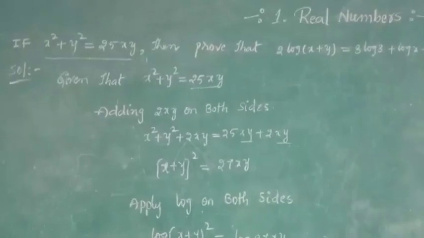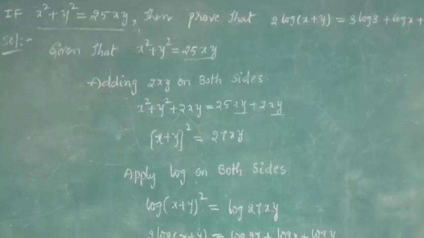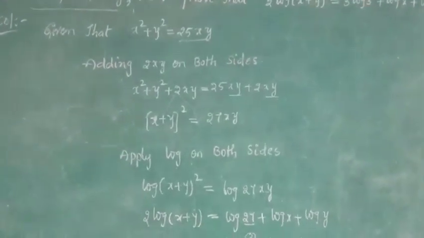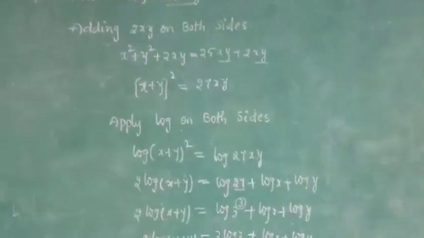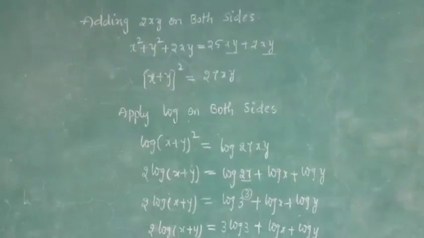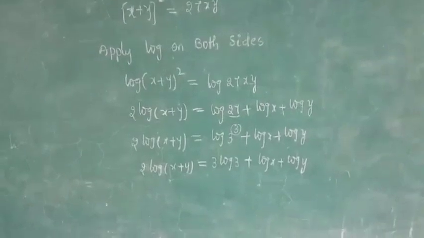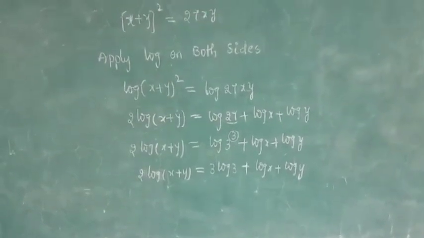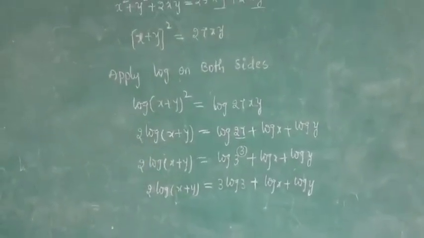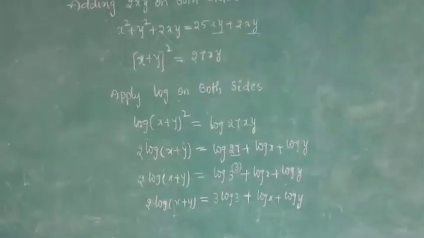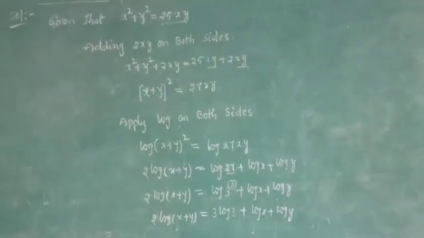So given that x square plus y square is equal to 25xy, adding 2xy on both sides, then x square plus y square plus 2xy is equal to 25xy plus 2xy. The next step is x plus y whole square is equal to 27xy. Apply log on both sides and apply power rule and product rule. Then we got the answer, right? So try to concentrate on this. It's a very, very important problem. You carefully understand it.